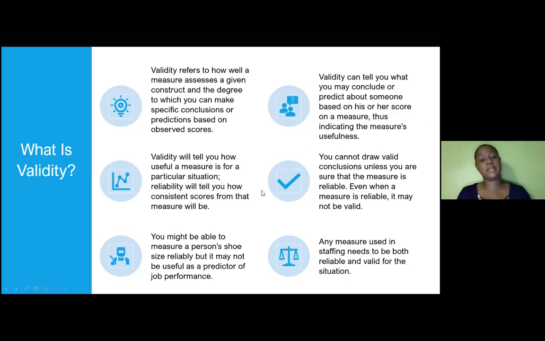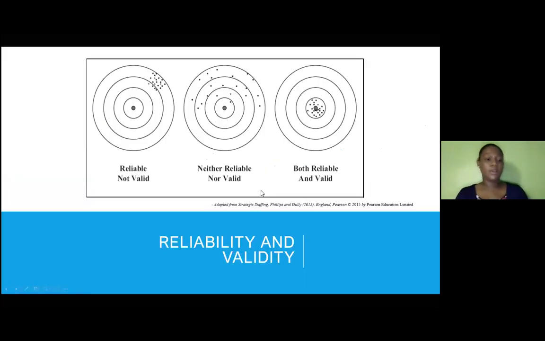Next slide, please. So the first figure, the one to the extreme left, labeled reliable but not valid, tells us that our test is consistent but is not measuring what it is supposed to measure. The second diagram tells us that our instrument is neither reliable nor valid, so it doesn't measure what it claims to measure, nor is it measuring it consistently. And the last diagram illustrates that our measure is both reliable and valid.